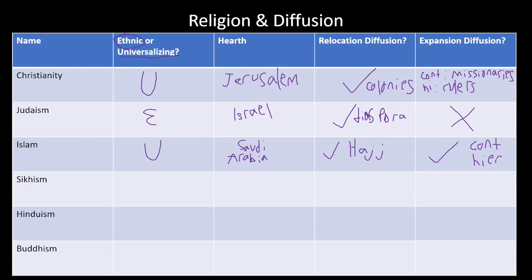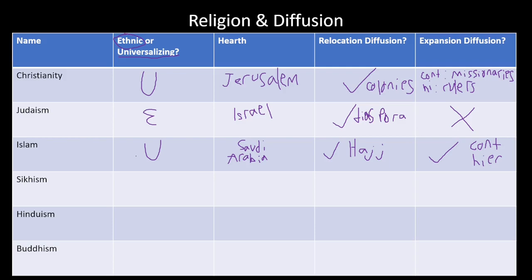So contagious diffusion, trade is a big part of this. So merchants, especially during the Silk Roads, historically, really spread Islam. And then hierarchical diffusion, rulers in Africa emphasized Islam. And the Delhi Sultanate, which was in northern India for a little bit, had Islam brought by Turkish people. So that's relocation diffusion. But then the rulers converted a lot of Hindus because they had to pay a tax if they weren't Muslim. And some converted to also get roles in government as well.